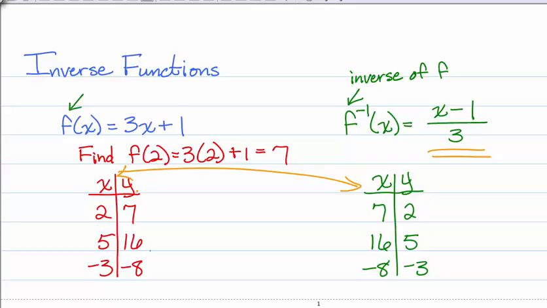So what we're interested in doing is taking the functions that we're used to working with and asking two questions. Number one, does a given function have an inverse? Is there a function out there that reverses what it does? And number two, what is it?